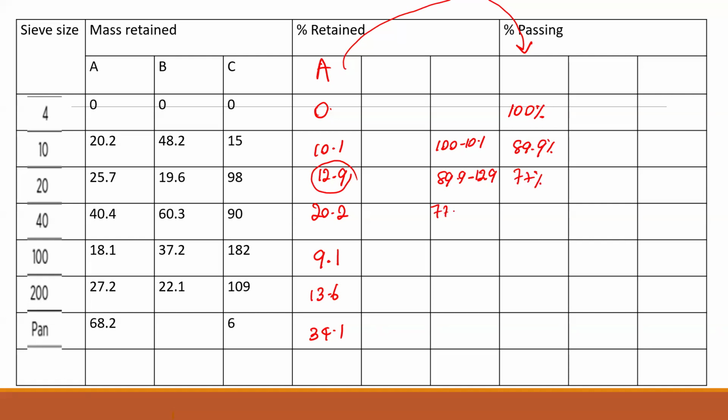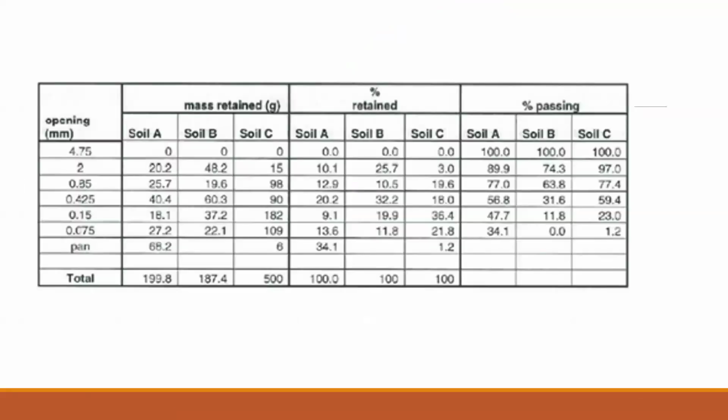Now 77 minus 20.2, because 77 is the passing percentage and this one is retained in the next sieve, so we minus it. So that will be 56.8, and the next one will be 47.7, and this will be 34.1. Did you get the same numbers? Exact same answer. Okay, so that's good. So we know the method and these should be your answers.